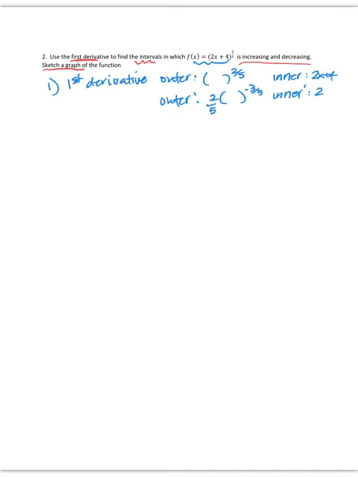So the first derivative of this function is going to be the outer prime with its inner times the inner prime. So we are going to have 2/5 with the inner of the 2x plus 4 to the power of -3/5 times the inner derivative. So what does that give us? 4 over 5. I'm going to go ahead and put this in the denominator to give us a positive exponent.